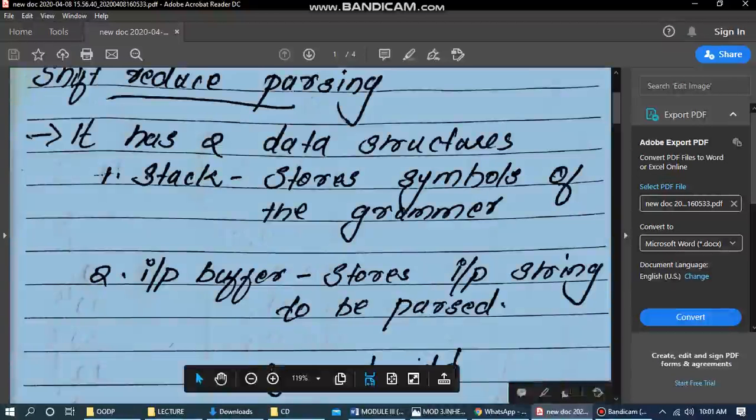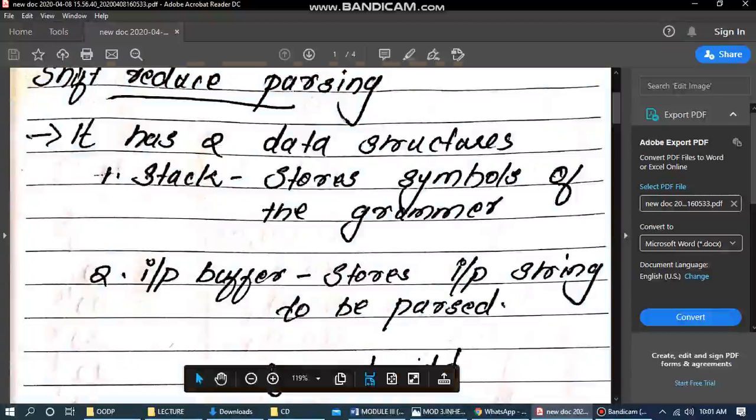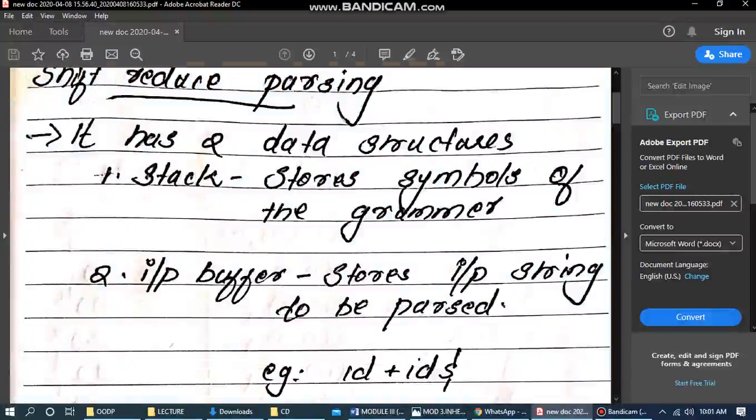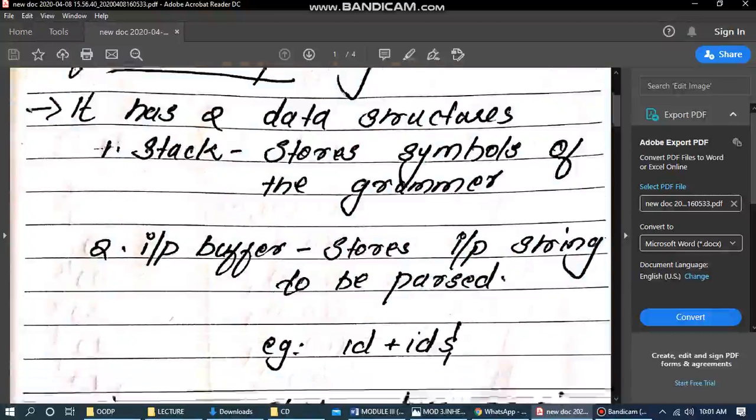The stack is used to store the symbols of the grammar, if a grammar is given with some productions. The input buffer is used to store the input string which is given, in order for the string to be parsed to reach the start symbol. What is the string that is given in the question paper? That string is stored in the input buffer. These are the two data structures present in shift reduce parsing: the first one is the stack and the second one is the input buffer.